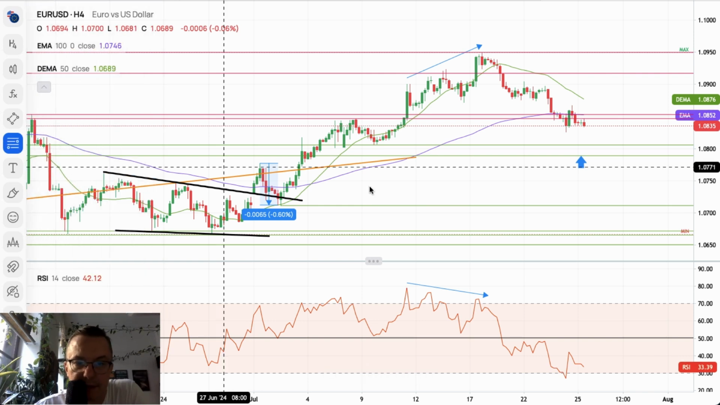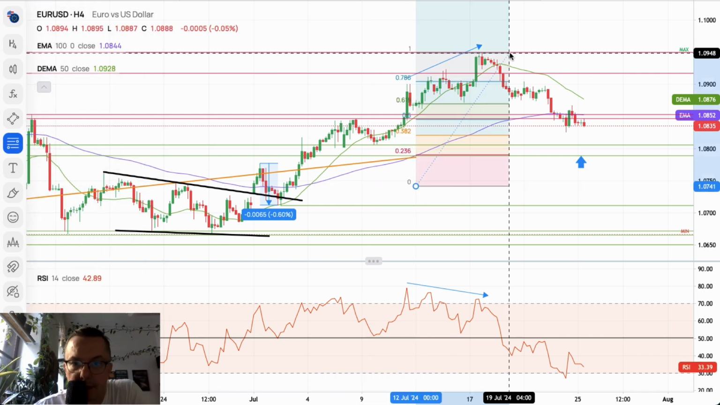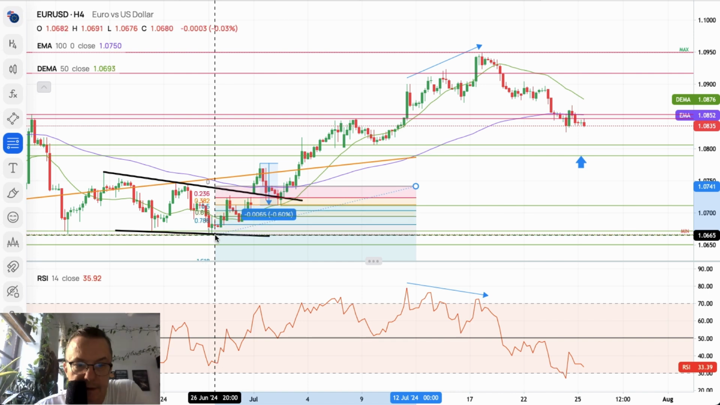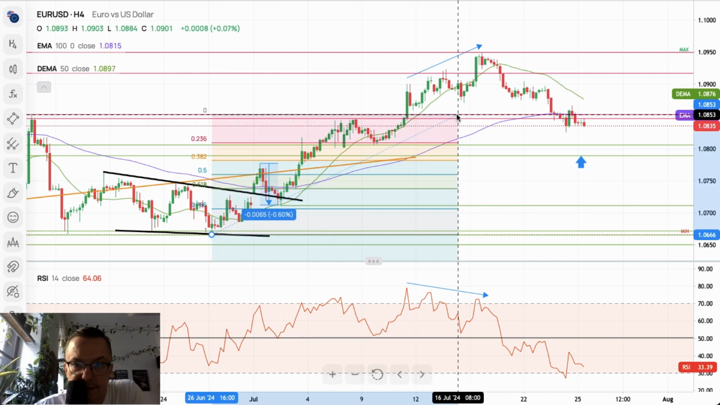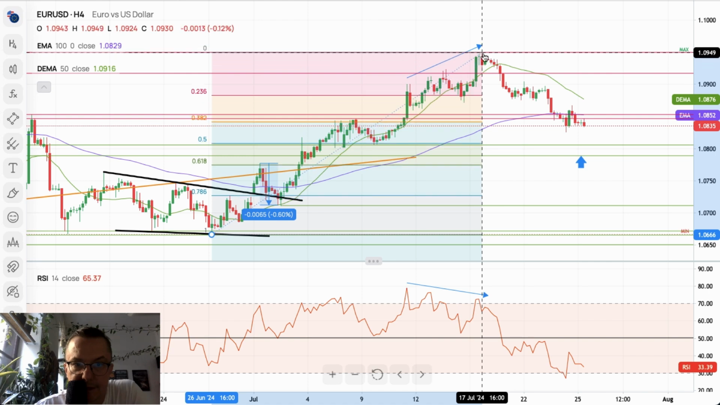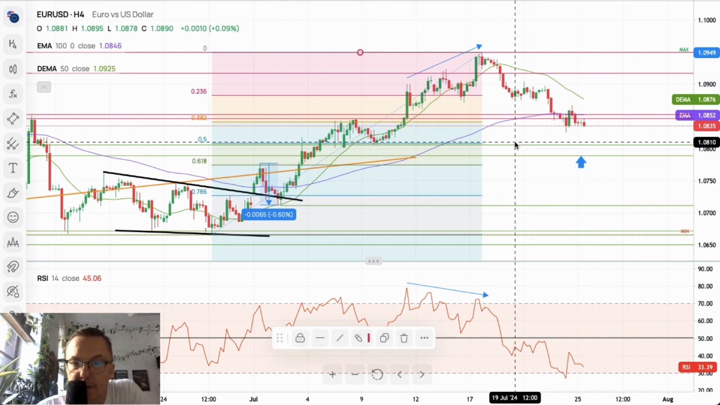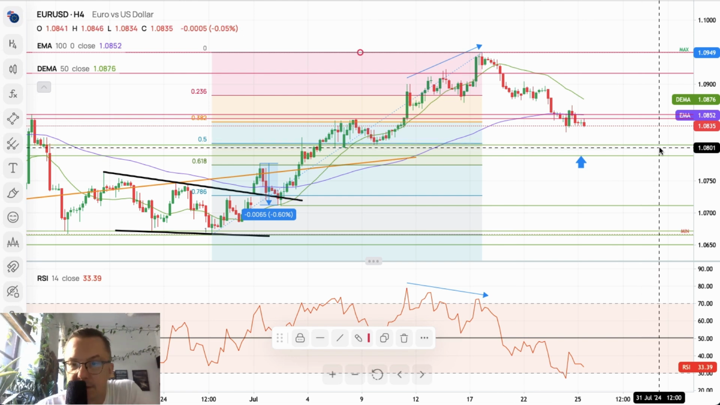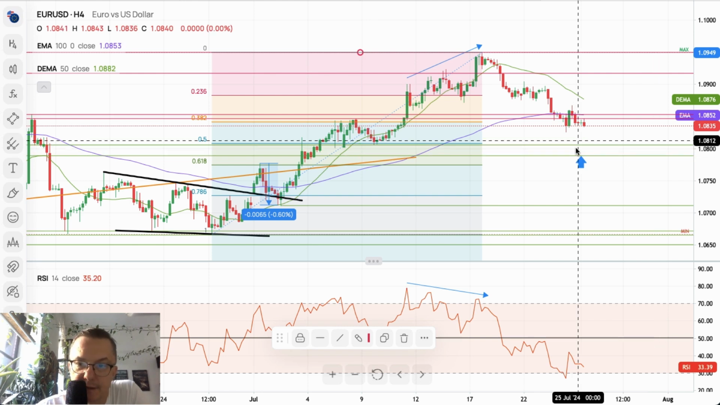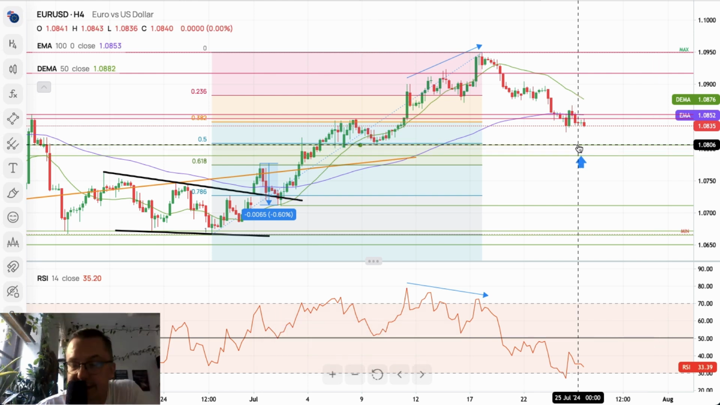But if we apply the Fibonacci retracement tool, you can clearly see, let me just apply it. So this is the low, and let's say this is the high. So you can clearly see that right now we are approaching the level of 50%. So it's just above 1.0806. So basically this level here will be even stronger as a support, because there is a 50% Fibonacci retracement there as well.